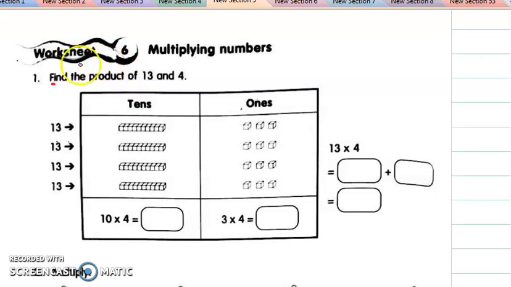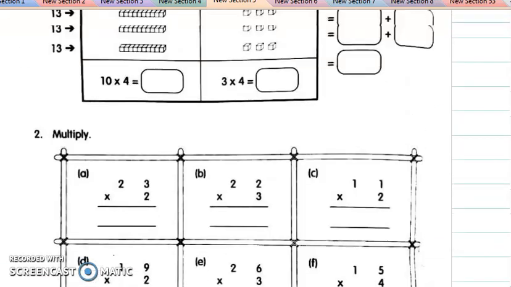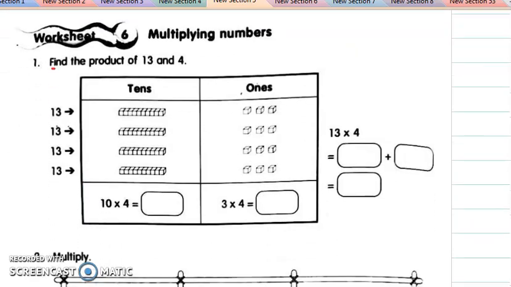And next here we have worksheet number 6, activity book page number 38. Let's complete it. The question is saying find the product of 13 and 4. Now if we look at the diagram shown here, it's one group of 13, another group of 13, another group, and another group. So there are a total of 4 groups of 13. It means it's 13 times 4.